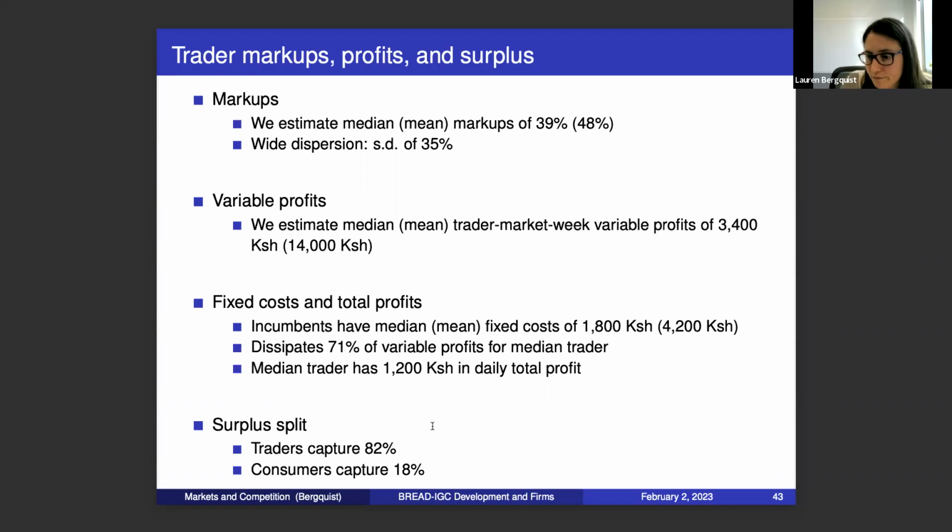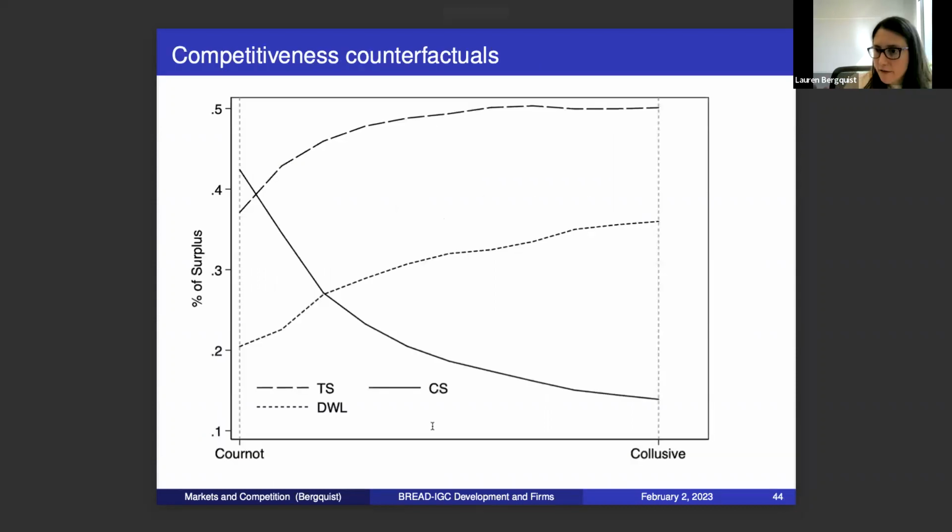And then finally, we can do counterfactuals again, because we've estimated all the things we need to describe the market. What happens if we go from this collusive benchmark, which is what we estimate is the right model of the current degree of competition, and lower that omega down to Cournot competitive, to increase the degree of competition going to the left? As you expect, consumer surplus goes way up. That's partially at the cost of trader surplus going down, but it's also partially coming from a reduction in deadweight loss, as you're decreasing the market power in this environment.